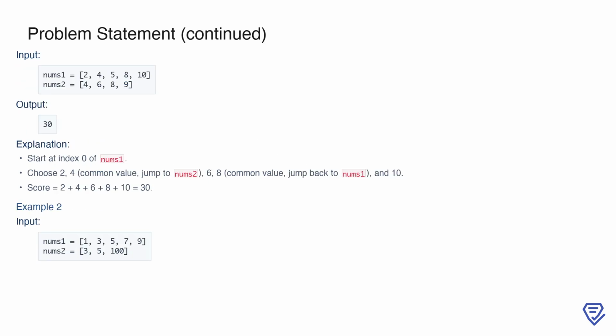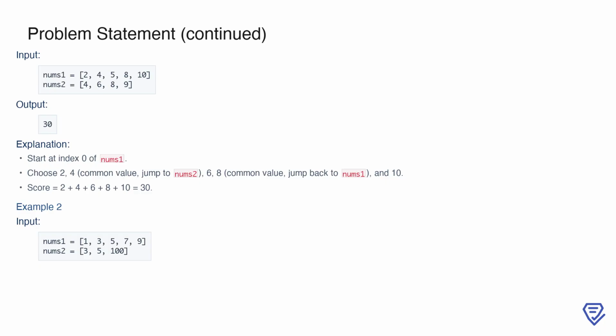Consider the first example, where nums1 is [2, 4, 5, 8, 10], and nums2 is [4, 6, 8, 9]. The output is 30. Here's how we achieve it. Start at index 0 of nums1 and pick the value 2. Then, move to the next value, 4, which is common to both arrays. At this point, you can jump to nums2. From there, pick 6 and continue to 8, which is another common value, allowing you to jump back to nums1. Finally, pick 10 from nums1 to complete the traversal. The total score is 2 + 4 + 6 + 8 + 10, which equals 30.